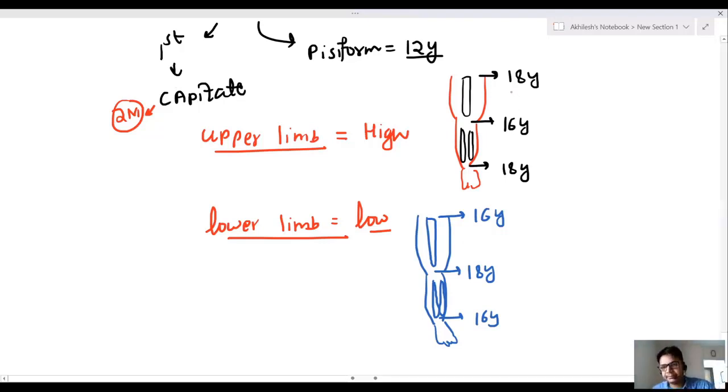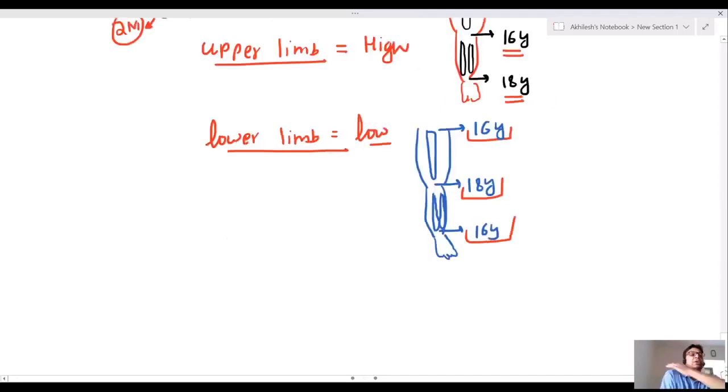In upper limb, start with 18, 16, 18. In lower limb, upper end of femur at 16, lower end of femur and upper end of tibia and fibula at 18, and lower end of tibia and fibula at 16. So this is a very simple trick. For upper limb you start with 18, 16, 18; lower limb will start with 16, 18, 16. This is a very simple trick to remember.